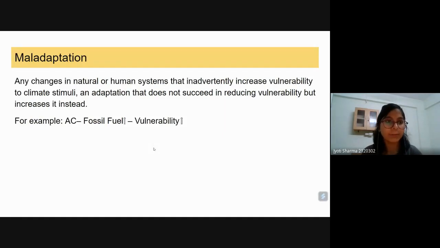This is the last one, maladaptation. What happens whenever we are doing adaptation? It can happen that we become more prone to climate change. For example, if we are buying ACs, we need electricity, and this electricity will come from the burning of fossil fuel. And if we are burning fossil fuel, we are again increasing the temperature and again increasing greenhouse gases. Okay, so we have just increased the vulnerability to climate stimuli. So this is maladaptation.